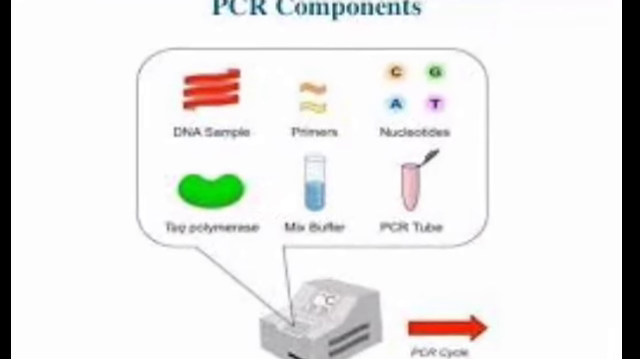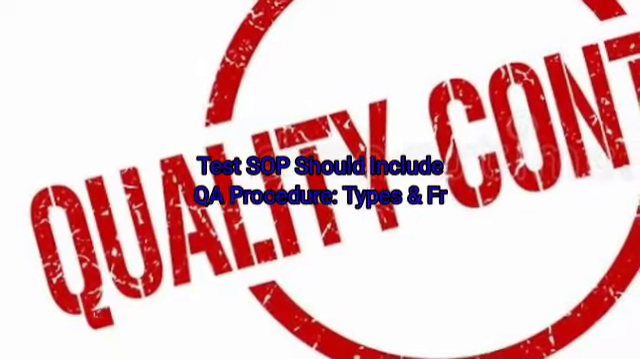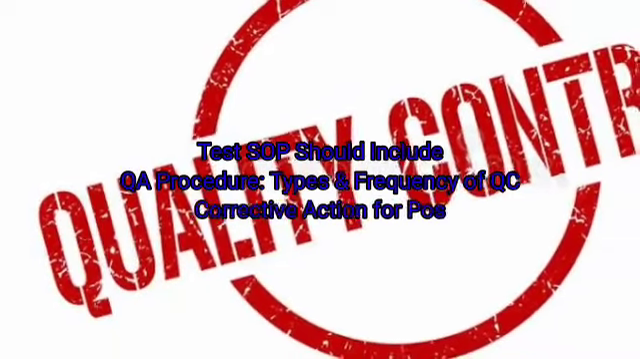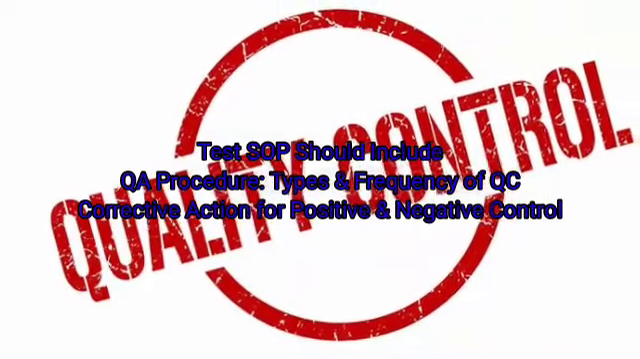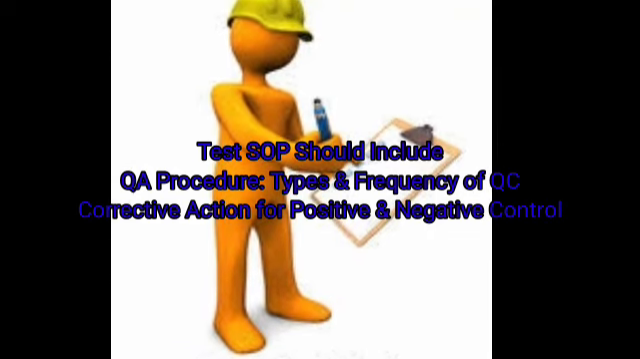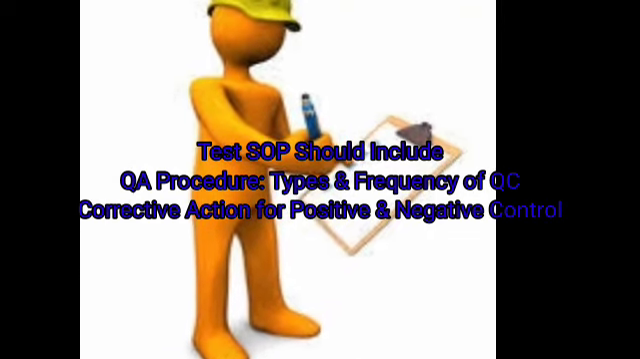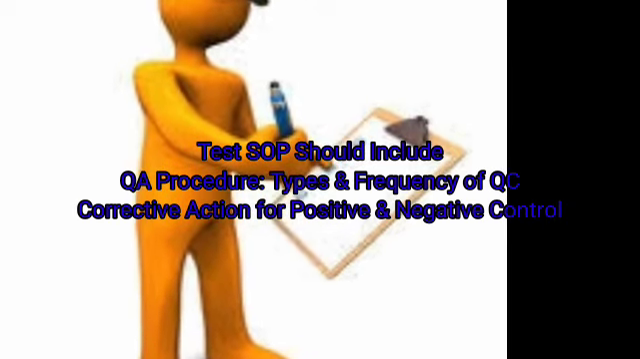Posting bench SOPs provides technicians with ease of access to the method procedure and helps promote consistency between analysts. The SOP for a particular method should also document quality assurance procedures such as the type and frequency of QC controls and corrective actions for preventive positive and negative control failures.